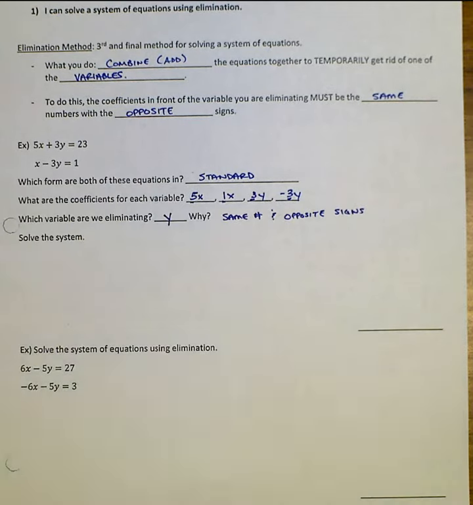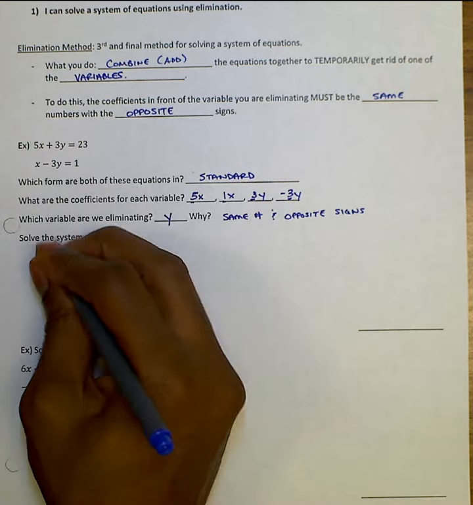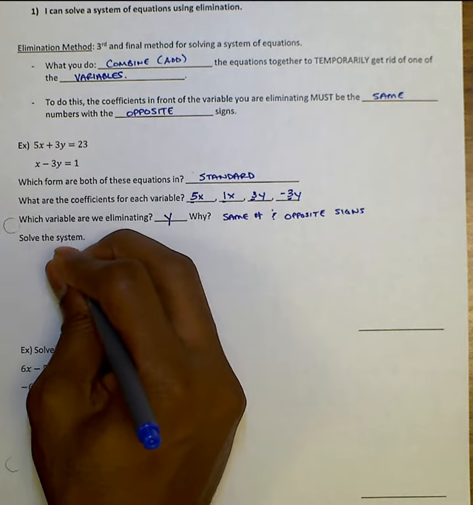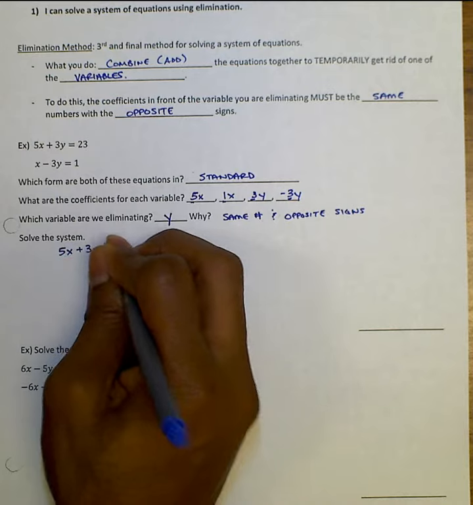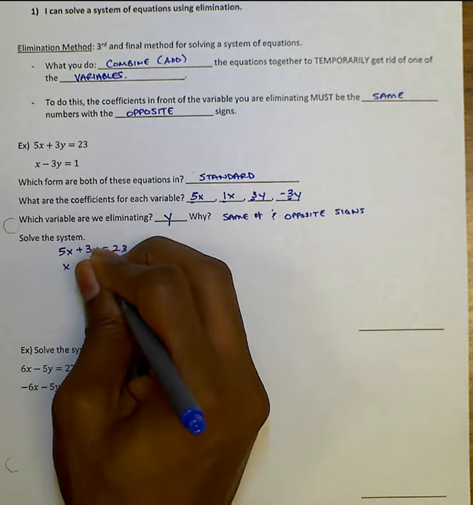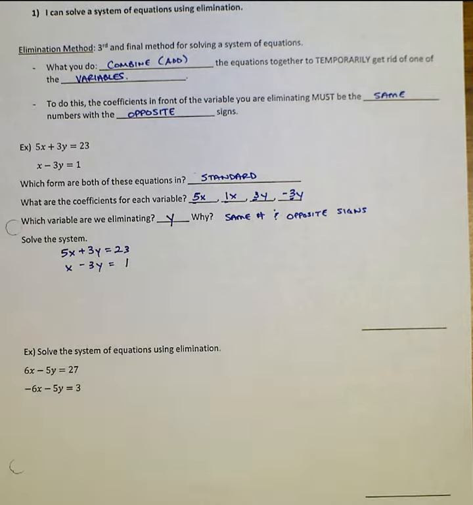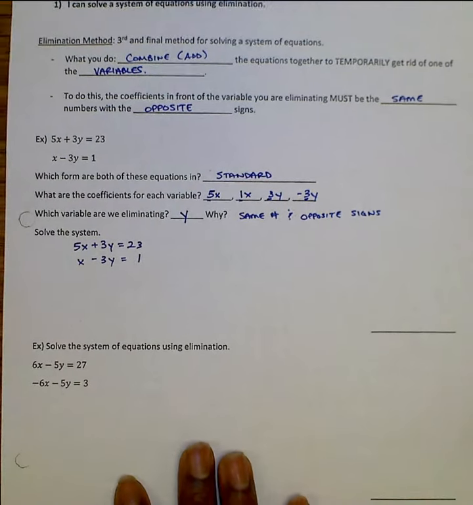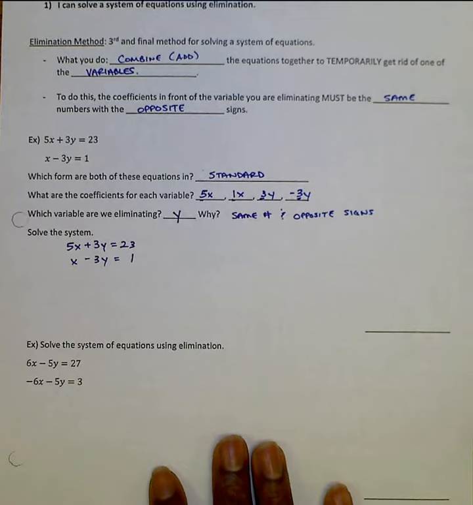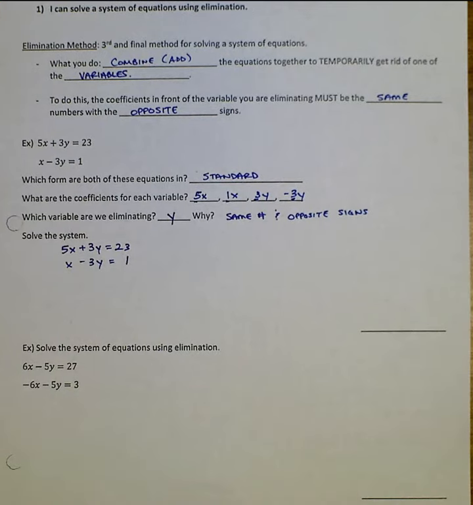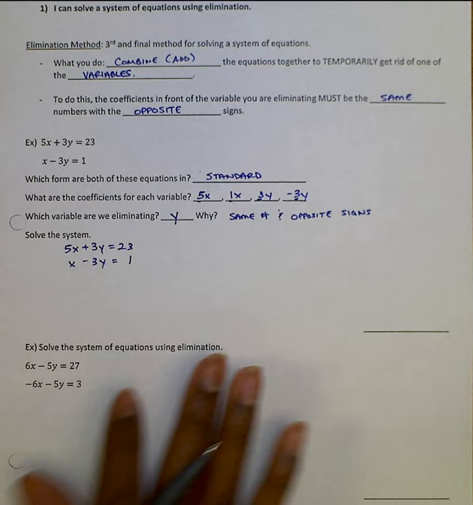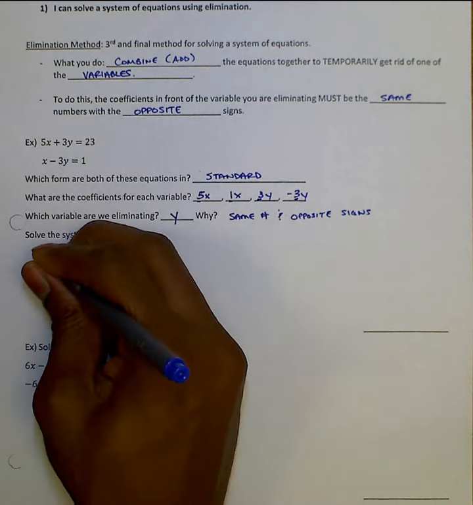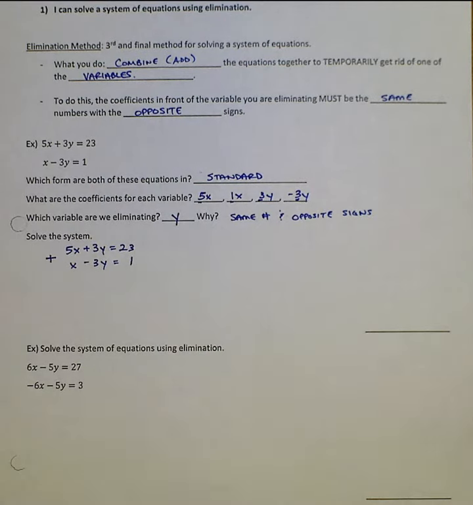So let's solve this system. 5x plus 3y equals 23, and x minus 3y equals 1. This method we call elimination. If you talk to your grandparents or something, they called it linear combination. Okay, and what we're going to do is add these two equations. And that's why we want to have opposite signs, so that we can add it. We don't have to think about everything or the signs each time. So we just add these two equations together.